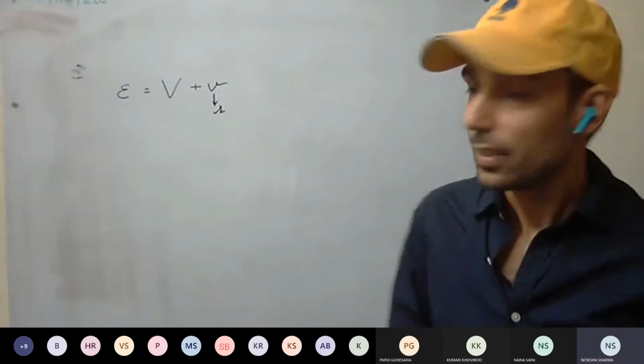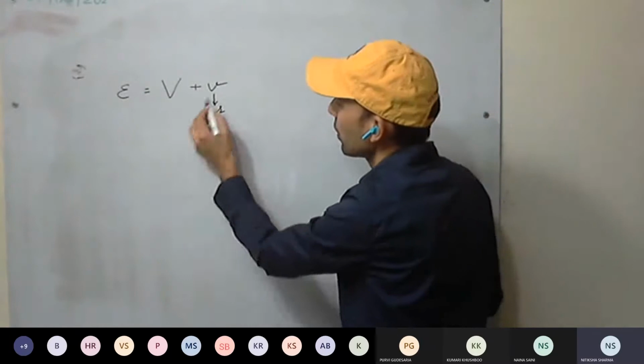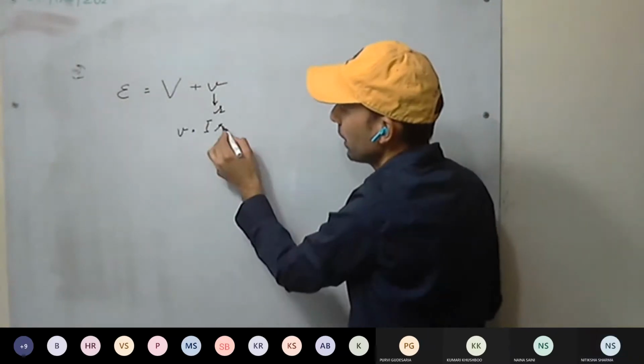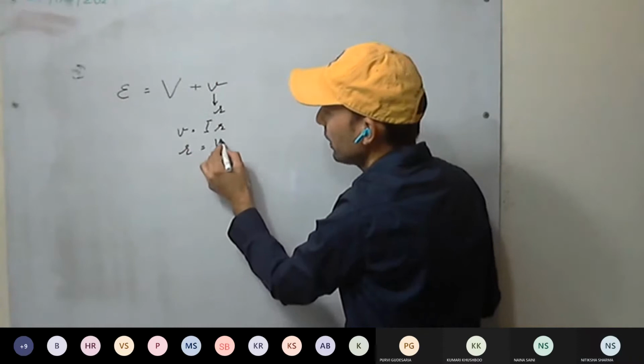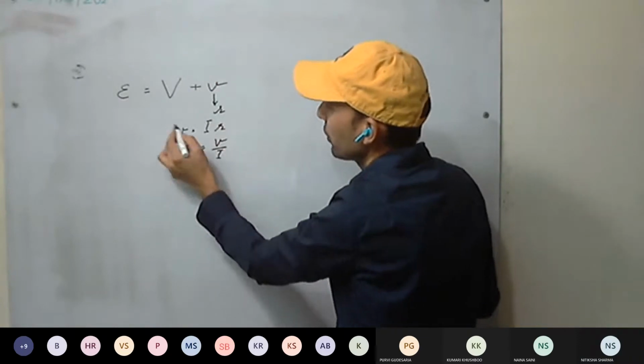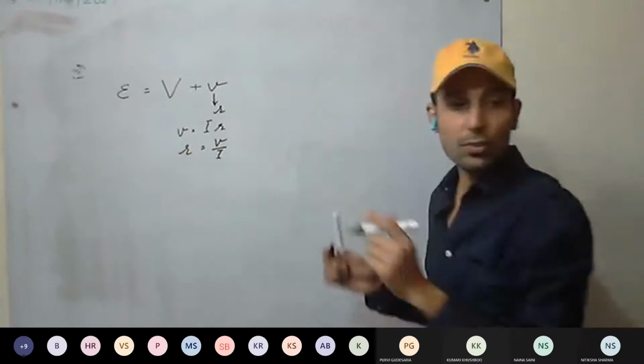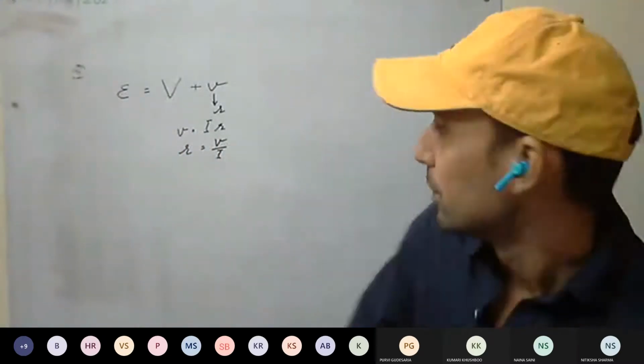We have calculated that. Since they are in series, the current flows, so small v equals I times r. So small r will be small v upon I. For small v we can put EMF minus capital V. Through that we have solved.